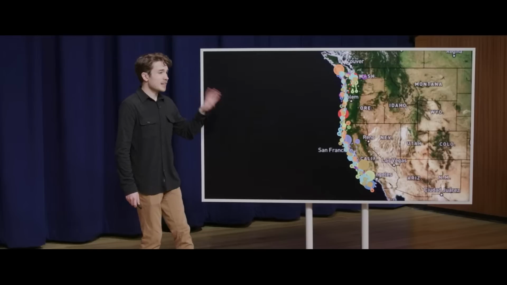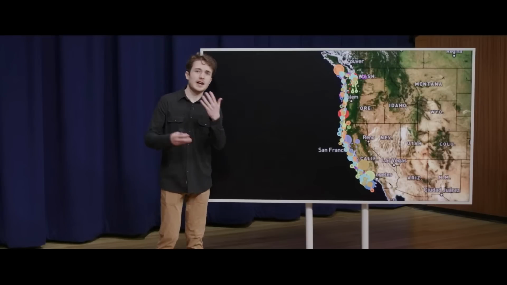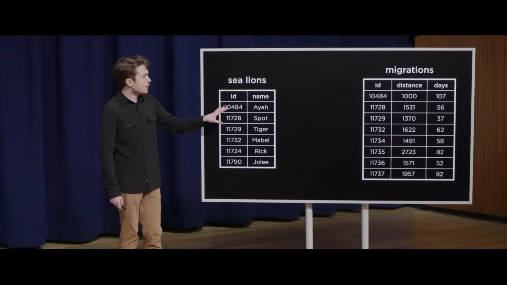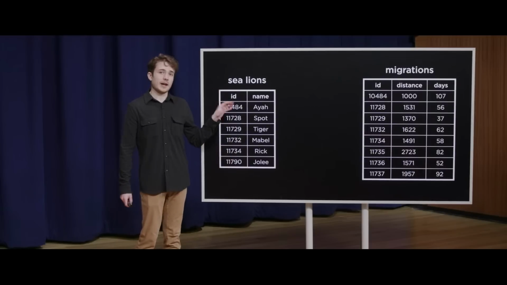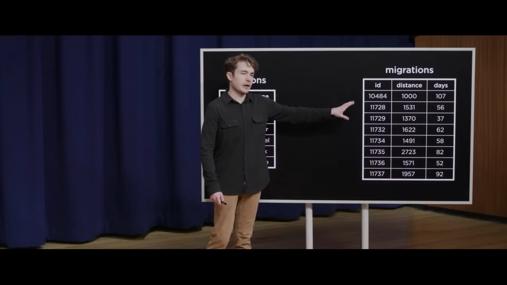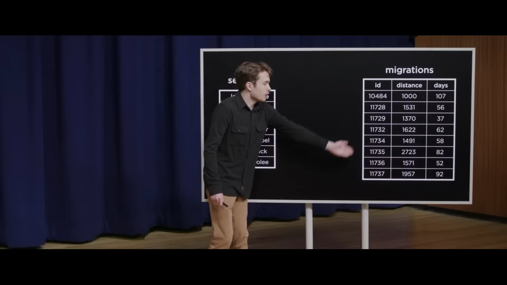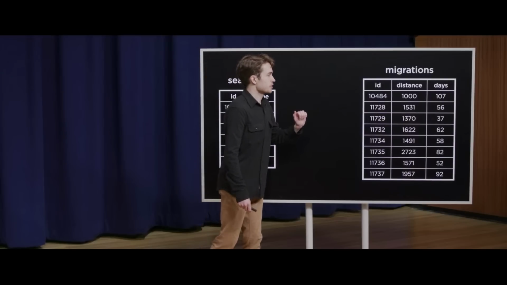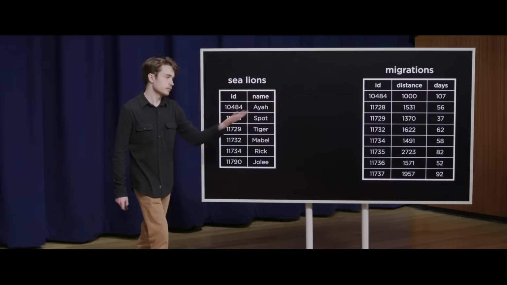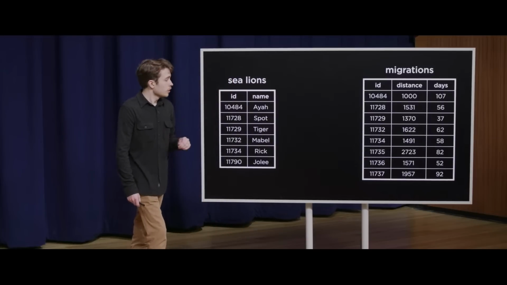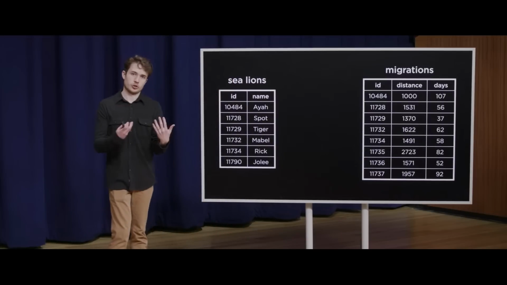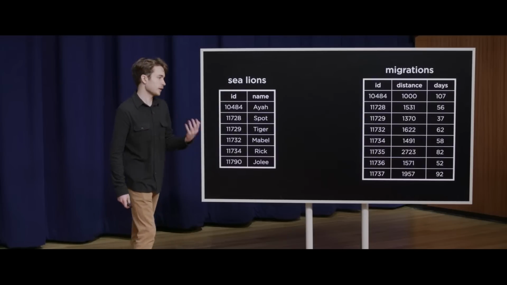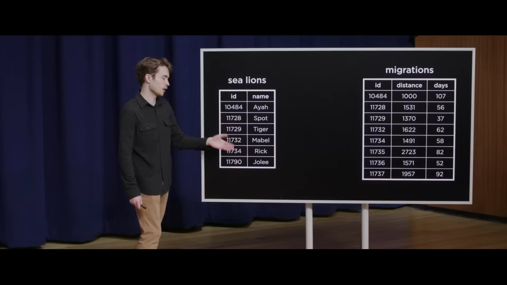So there are data sets that involve sea lions and their migration patterns. Here's one, for example. Here we have a table of sea lions. And here we have a table of their migrations. A distance column tells us how far they went in miles. And a days column tells us how long it took them to travel, of course, in days. Well, here, if we're researchers, maybe we're keeping track of some number of sea lions. We're keeping track of Aya and Spot and Tiger, Mabel, Rick, and Jolie.